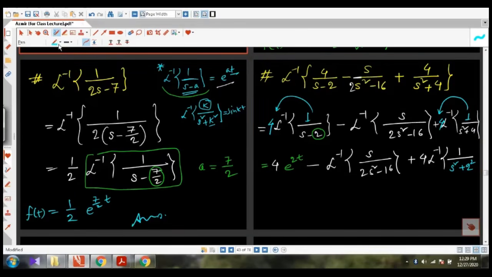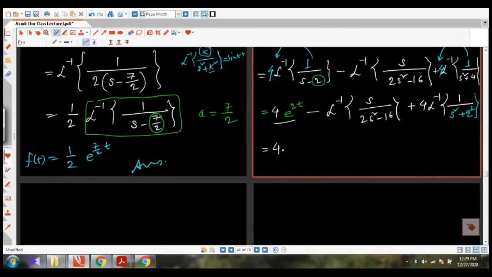Let's try to again solve or simplify this one. Already we have solved the first part, so no need to think about this. We have to think about the later part. So 4 e to the power 2t negative inverse Laplace of... have a look here. We have given one constant, so that's why things are getting complicated.